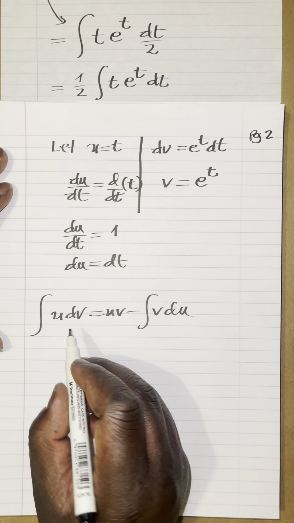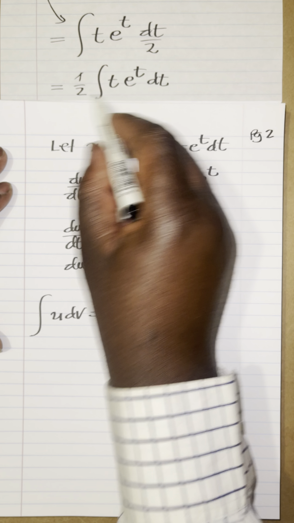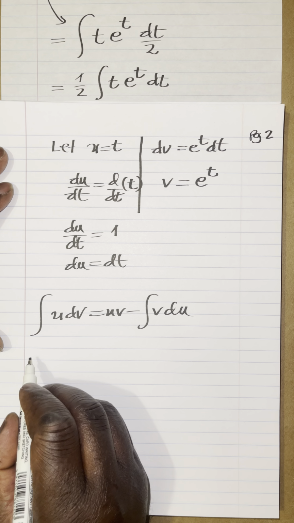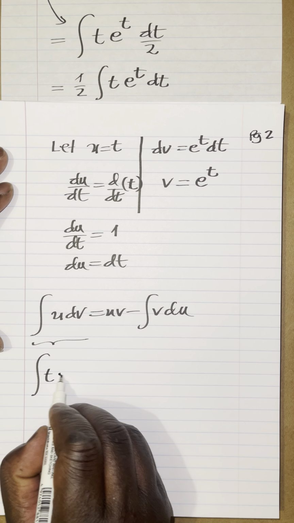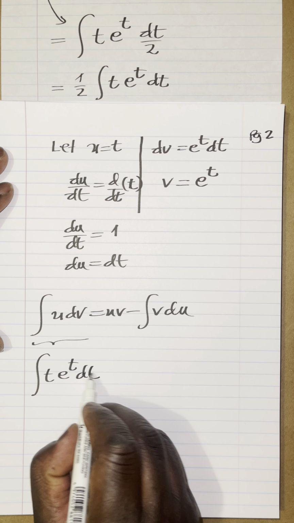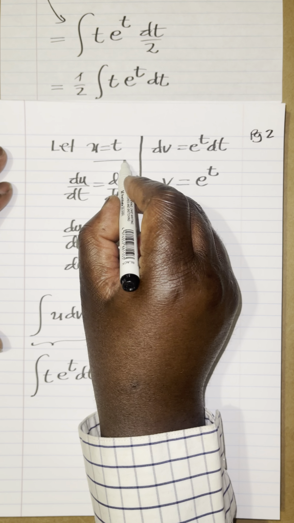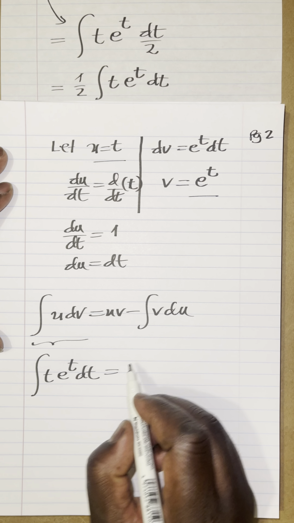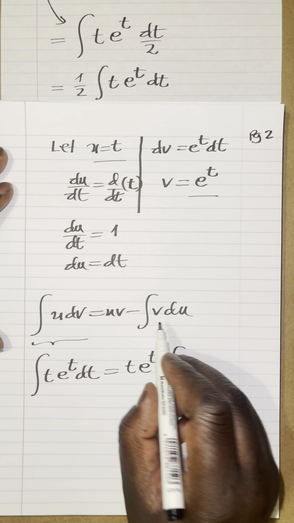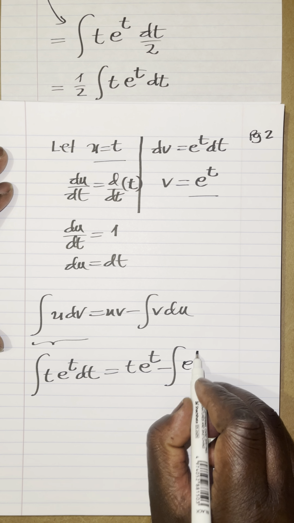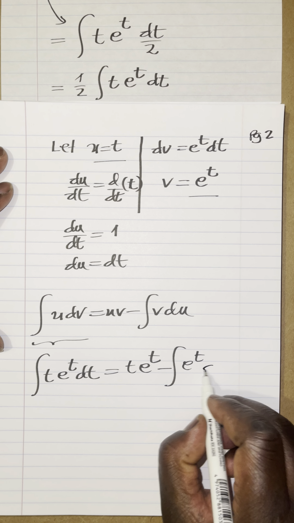Notice u dv is basically t e to the power t dt, which is basically that integral you have there. So we're going to say this here is the same as the integral of t e to the power t dt must be equal to, what is uv? Well, u is t, v is e to the power t. So t e to the power t minus the integral of, what is v? e to the power t. What is du? It's dt from here.